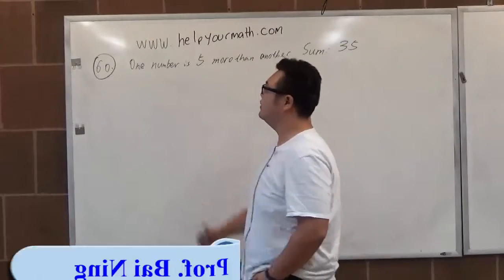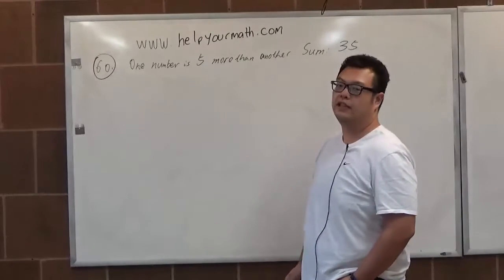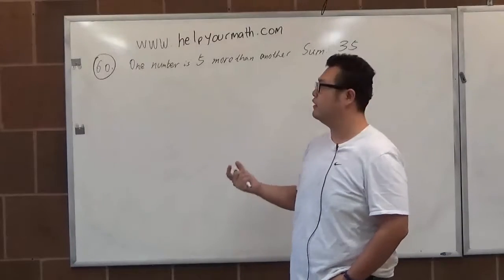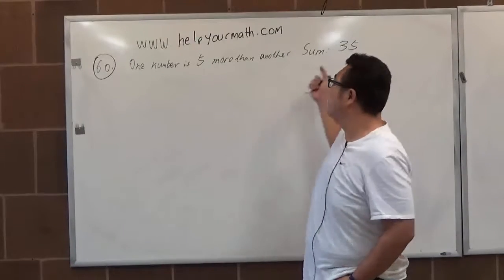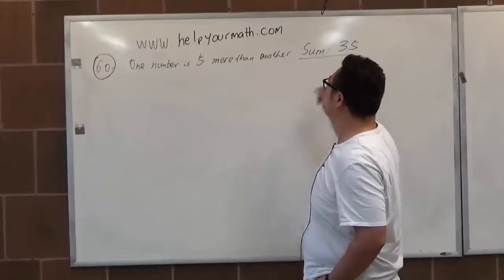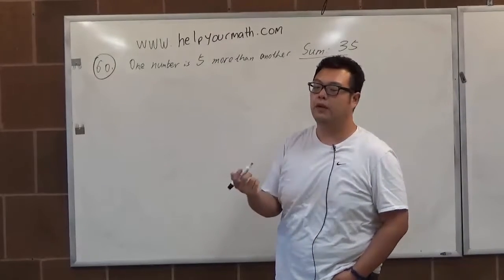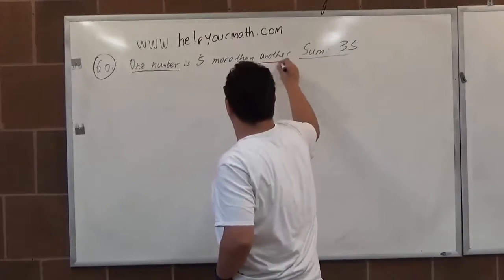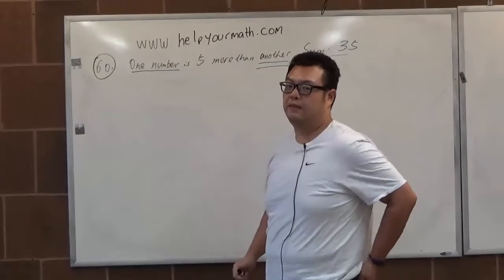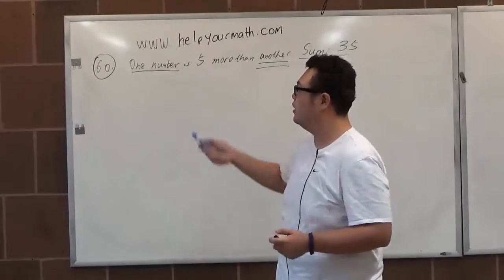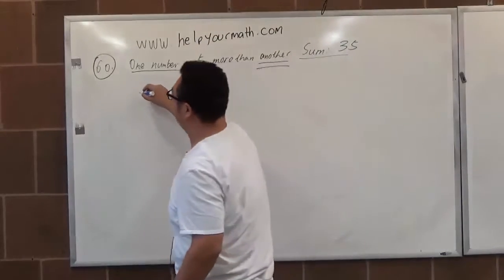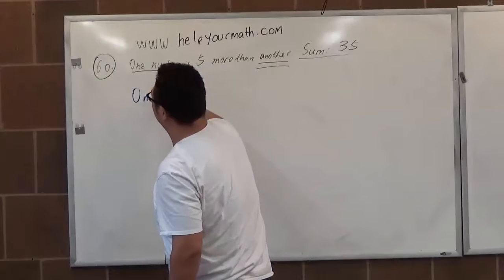All right, so the question: one number is 5 more than another number. The sum of the two numbers is 35. So basically, the information tells us we have two numbers, one number and another number. In the first sentence, they're telling us we have two numbers, so we can use x and y to represent them.